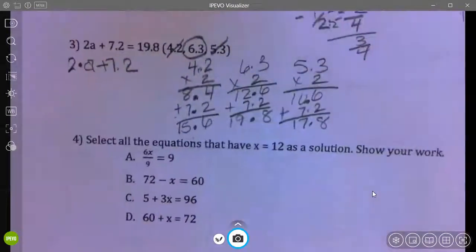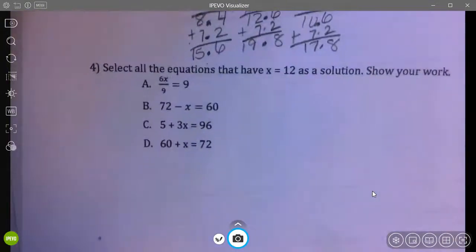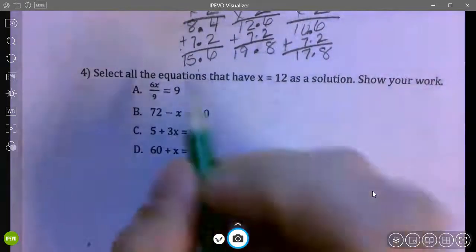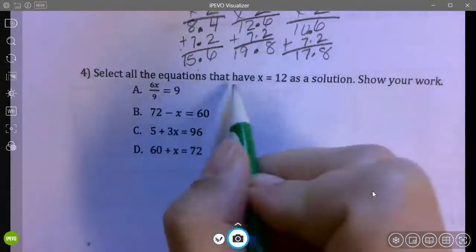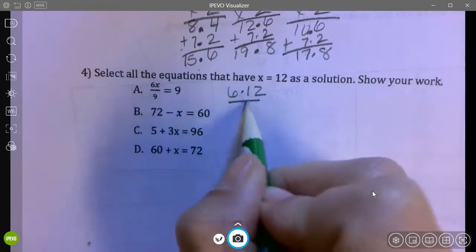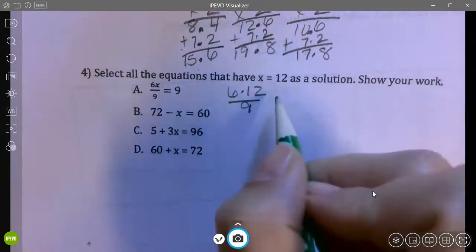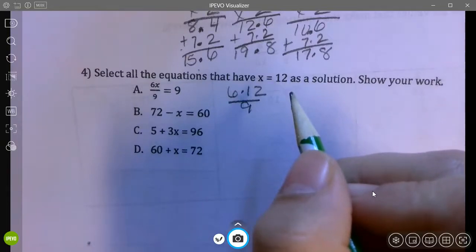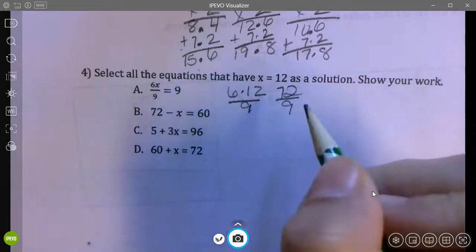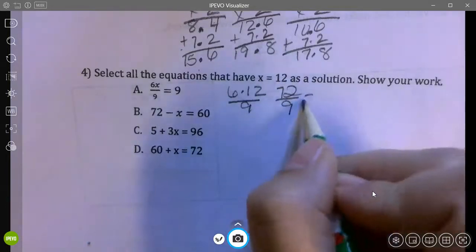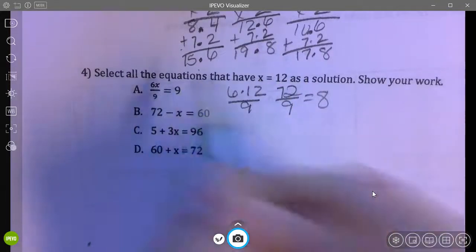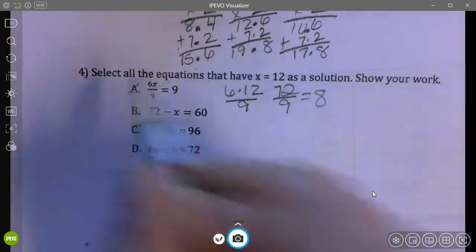Jump down to number 4. Select all the equations that have x equals 12 as a solution. And here, I would just substitute and just start it. So 6 times 12 over 9, and I need that to equal 9. So I have 6 times 12, which is going to equal 72, and then I divide that by 9, and I am going to get 8. So this side would equal 8, and 8 is not equivalent to 9, so that would not be a solution.